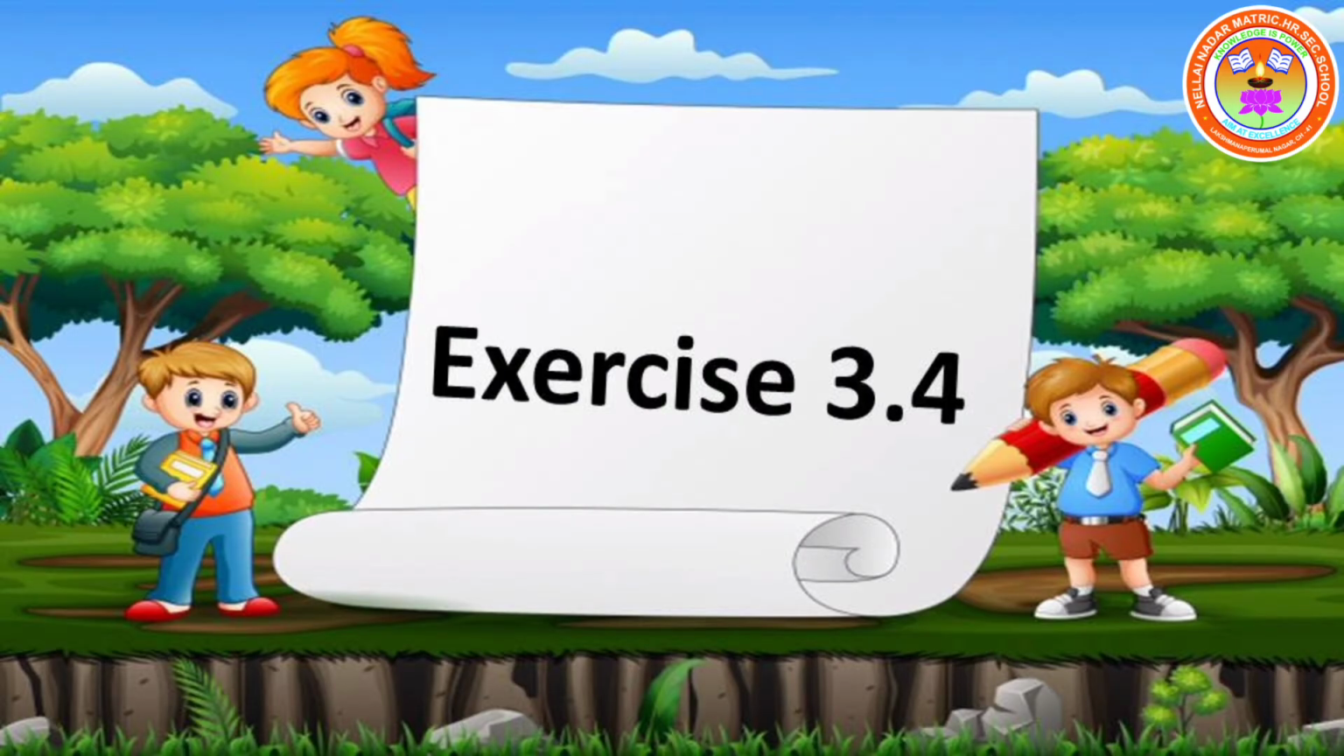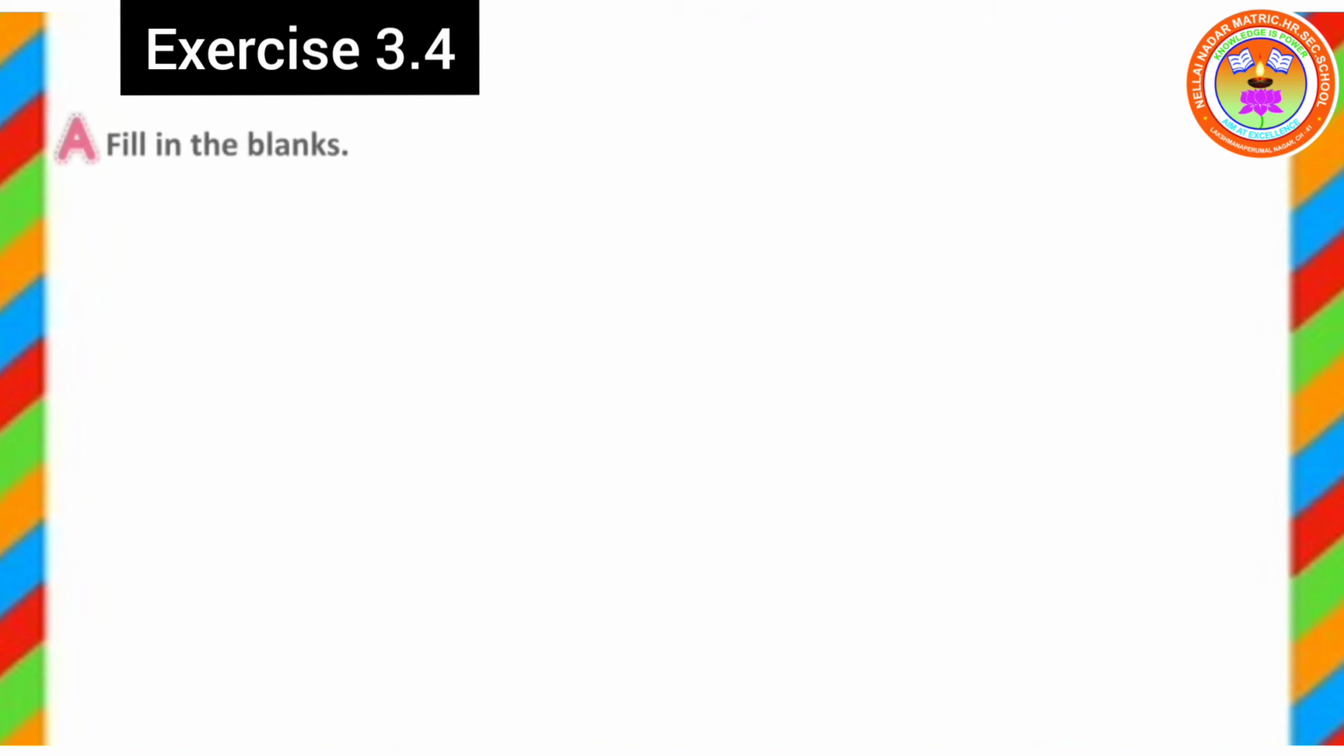Exercise 3.4. A, fill in the blanks. 90, 180, 270, dash dash. 9, 18, 27. In the 9 table, what is next? 360. Next, 450, 540. This is the 9 table.